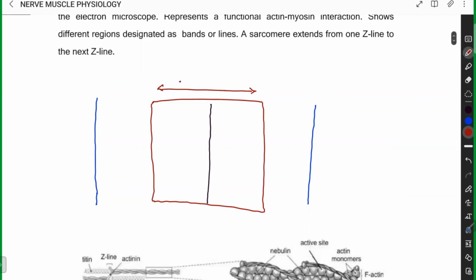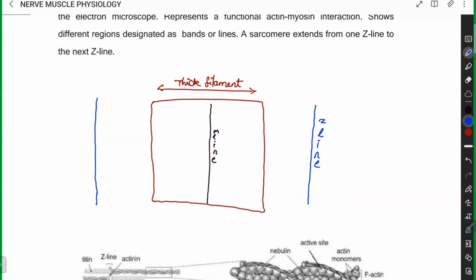Okay, thick filament. So this is going to be your Z line, this is going to be your M line, and this is going to be your Z line. Between two Z lines, you're going to have an M line, and on this M line, there is going to be a thick filament.